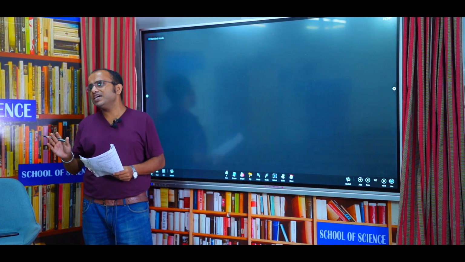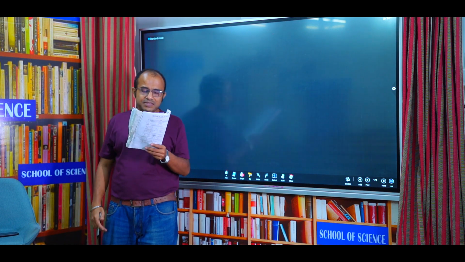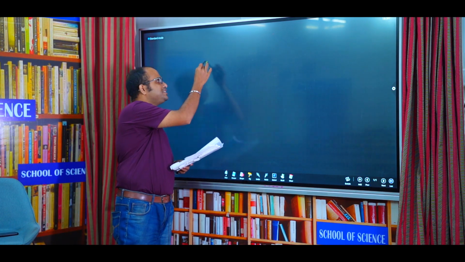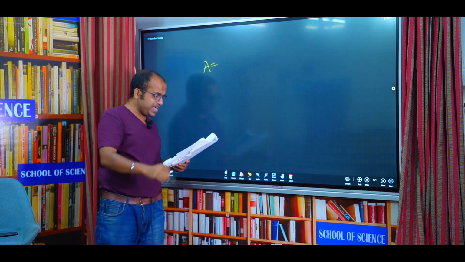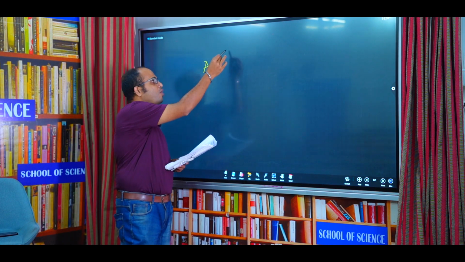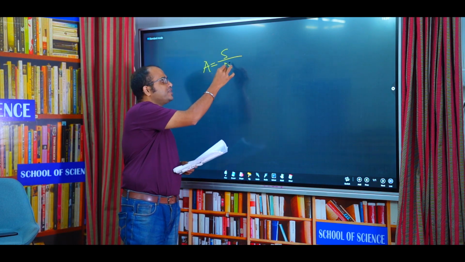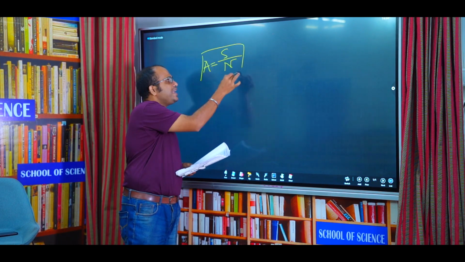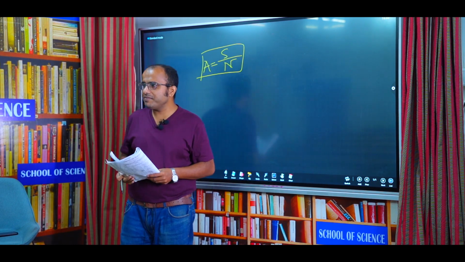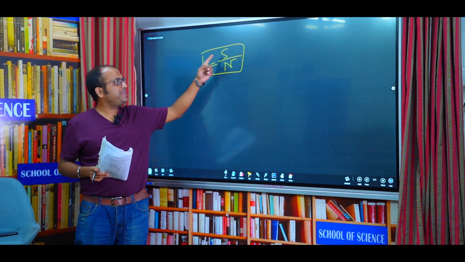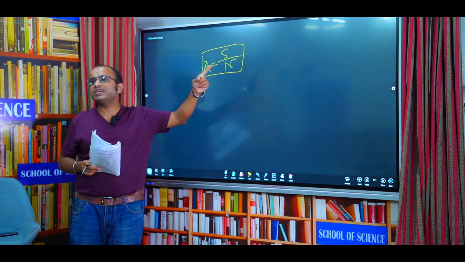So for average, some basic formulas are there, one or two basic formulas. First formula is what? How do we calculate the average? Average is equal to the sum of all the given quantities divided by the number of given quantities. A is equal to S by N. Now I am explaining again what average is. Average is equal to S by N. Average is equal to the sum of all given quantities.